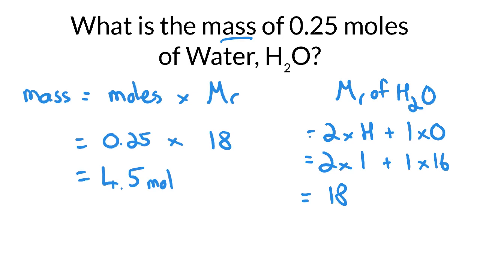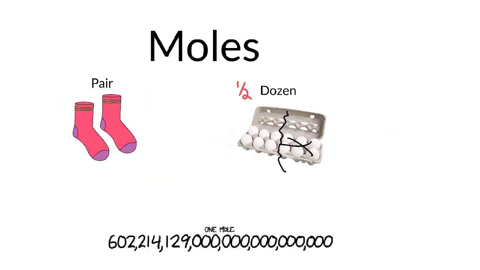So remember, moles in chemistry is just a number. You could have a pair of oxygen atoms. You could have a dozen or a half dozen of oxygen atoms, or you can have 1 mole of oxygen atoms. If you had a pair, that would be 2. If you had half a dozen oxygen atoms, that would be 6. If you had 1 mole of oxygen atoms, that is this 6.02 times 10 to the 23 atoms.